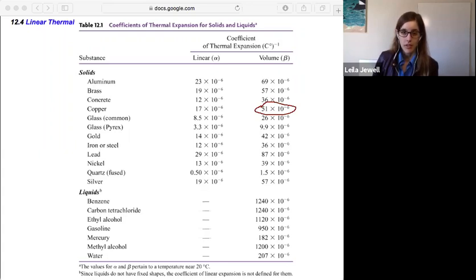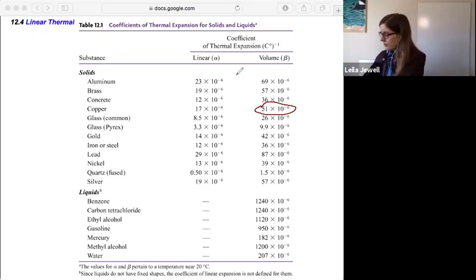So this is looking pretty good. One other thing that we can note, just while we're looking at this chart, is that the volume coefficients for metals, ones where we have a linear one, are just going to be 3 times the linear one. You could think of a cube.